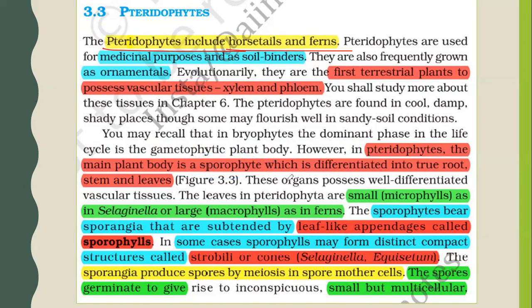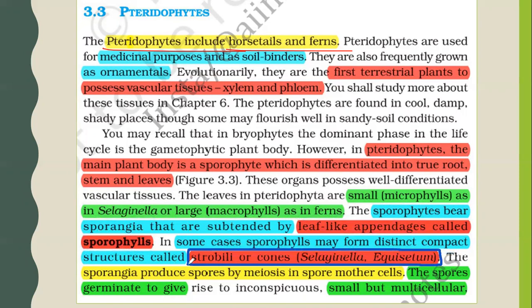These organs possess well-differentiated vascular tissues. That is why they are called the vascular plants. The leaves in pteridophytes are small, called microphylls, as in Selaginella, or large, called macrophylls, as in the ferns. They bear sporangia that are subtended by leaf-like appendages called sporophylls. In some cases, the sporophylls may form distinct compact structures called strobili or cones.